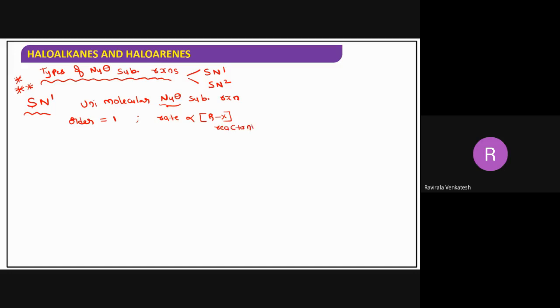Now, what is the reactant we have taken? For example, you take this one, RX, reacting with aqueous KOH. So you are going to get alcohol like this. For example, I have taken CH3Br.